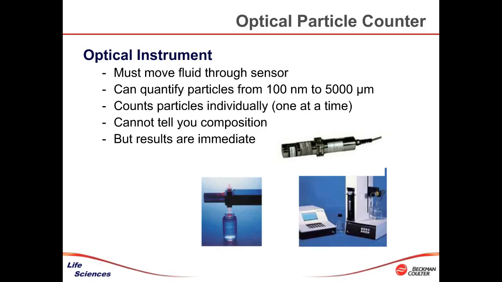Okay, that's one of the key things about particle counters as a design. They're really looking specifically at events one at a time within reasonable concentration. We cannot tell you the composition. We can't say, that's a bit of aluminum, or that's a bacterium, or something. But the results are immediate, and we can quickly quantify the material that might be in suspension in a particular test fluid.